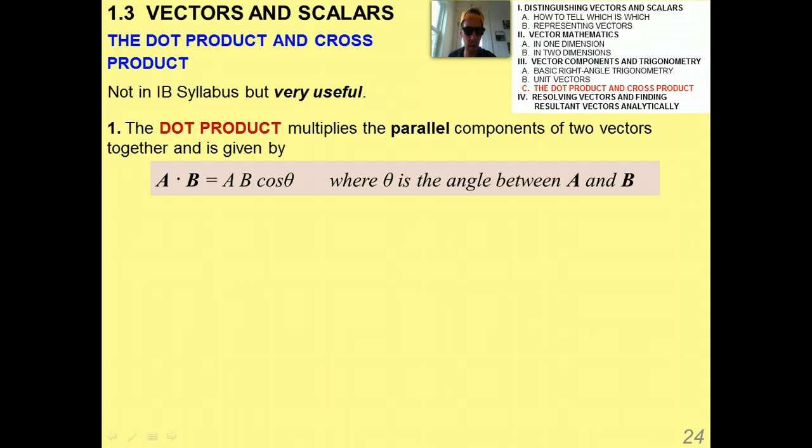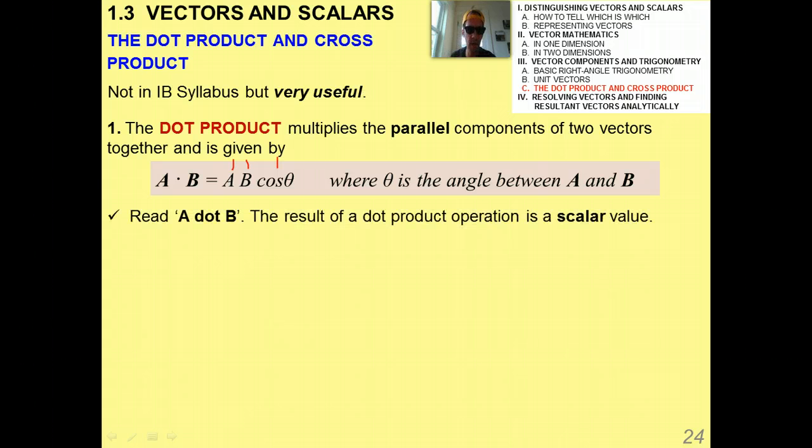And the way that we do the dot product is we write A, B, and we make a dot in between. That's why it's called the dot product. And it's understood to be the magnitude of A times the magnitude of B times the cosine of theta, where theta is the angle between A and B, okay? All right, we just say A dot B. It's cool. The result of a dot product obviously is a scalar because I'm multiplying 3 scalar values together.